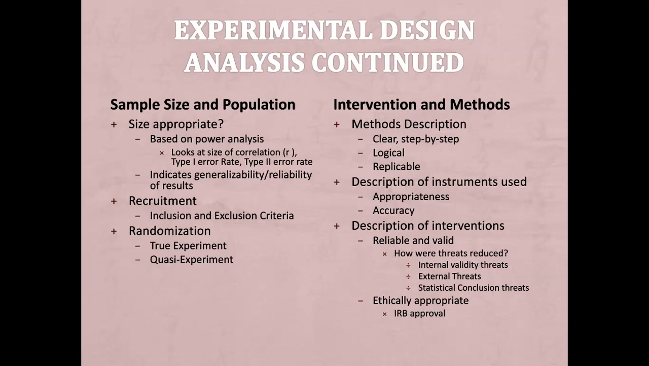Did they address any threats like internal validity threats, any external validity threats, and any statistical conclusion threats? If they talk about those threats that could have happened, did they offer a solution to how they tried to reduce it? And then, like I mentioned with the background information, is their intervention ethically appropriate, and did they go through IRB approval if it isn't ethical?